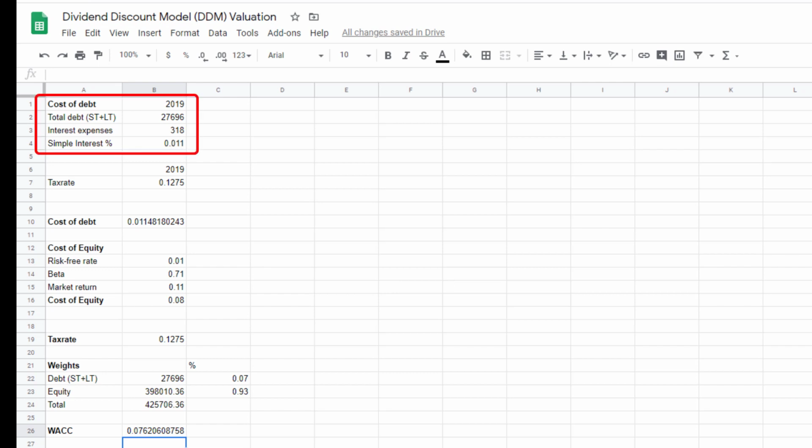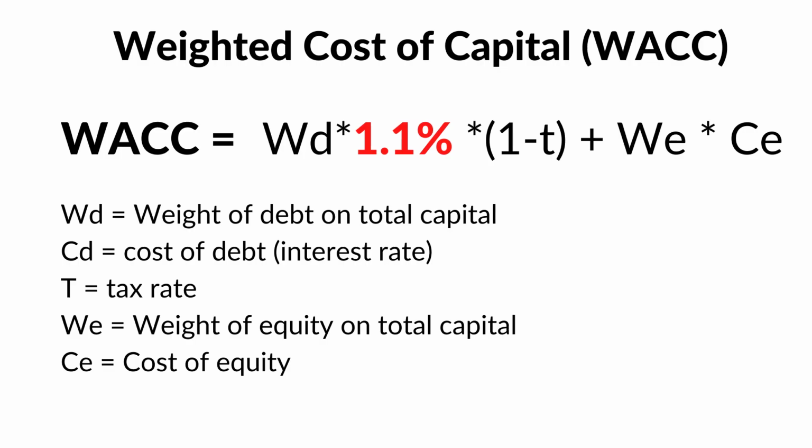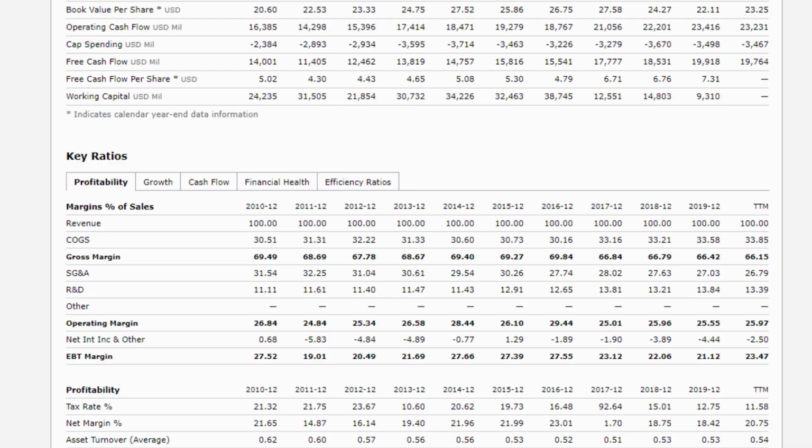So now we got the cost of debt part of the formula almost down. And we enter the 1.1%. However, in most countries the interest paid is a tax deductible expense. So in order to account for that, we also have to take the tax rate into account. That is what the 1 minus t stands for in the formula.